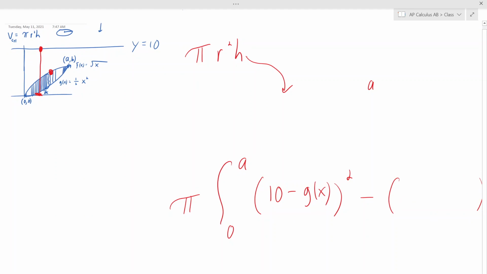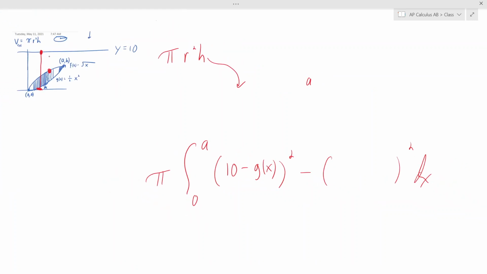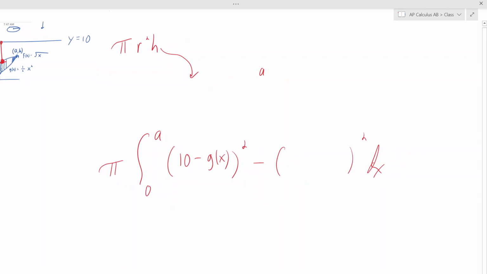But we're still using dx, right? And we're still going from 0 to a. That's what x is doing. Then, little r, same thing. Put your pencil on the axis, draw to the inside. Check that it's the same everywhere. Okay? You're going to get 10 minus f of x.